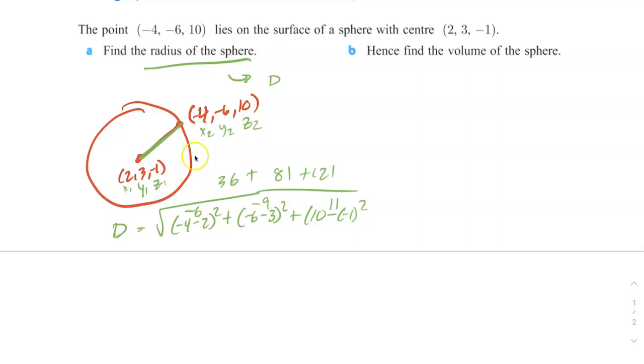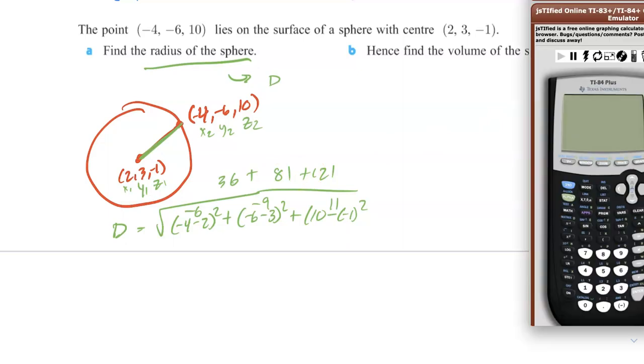Remember, when you square things, it becomes positive. I'm going to use a calculator to do this. So let's see, 36. I imagine it might actually work out nicely. Plus 81 plus 121. There we go. So nope, did not work out nicely. Let's take the square root of that. Well, for now, let's put the distance as square root of 238.